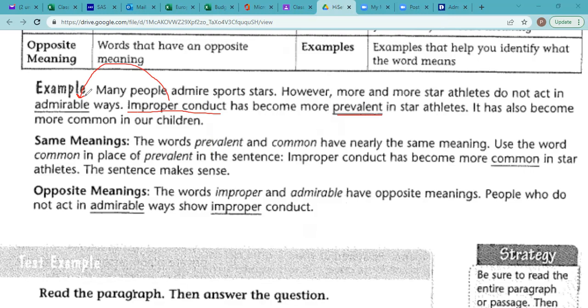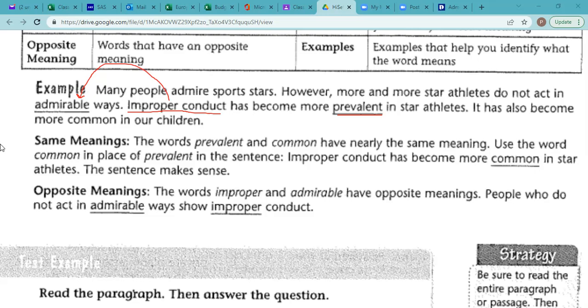Okay, and then your conduct is how you act, or maybe your attitude or your personality and the way it comes out. So improper conduct has become more prevalent in star athletes. So we're talking about something that is more of something. All right. And it says it has become also more common in our children.